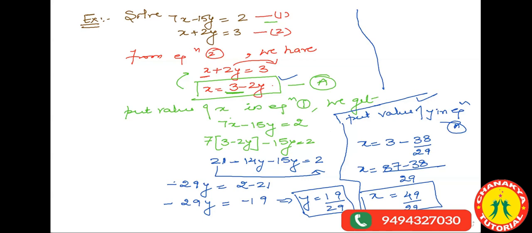Ma'am, can you show the previous page? Okay, previous page you want. Just wait. Ma'am, in conclusion, we have to write that x is equal to 19 by 29 and y is equal to 49 by 29, that is the solution, right? Yes, yes. And the answer should be in your box only.